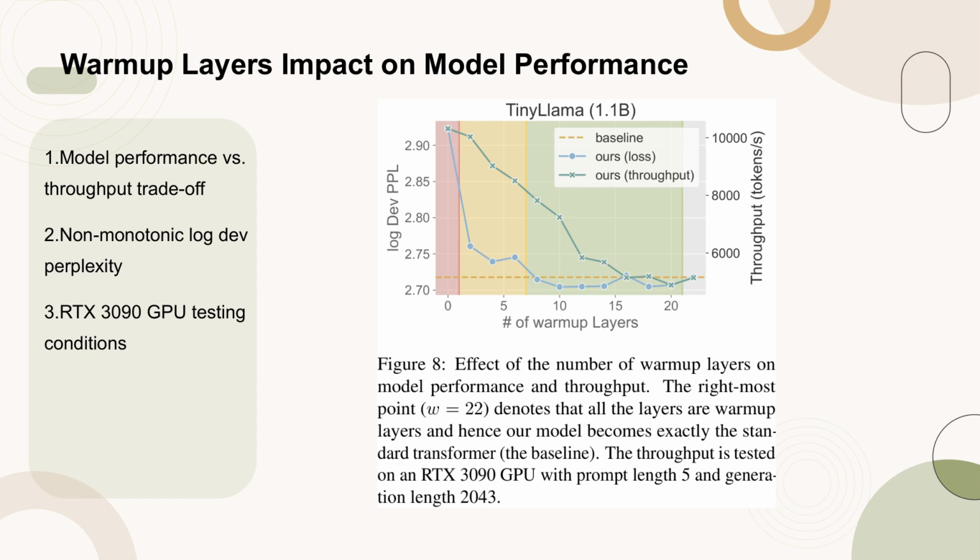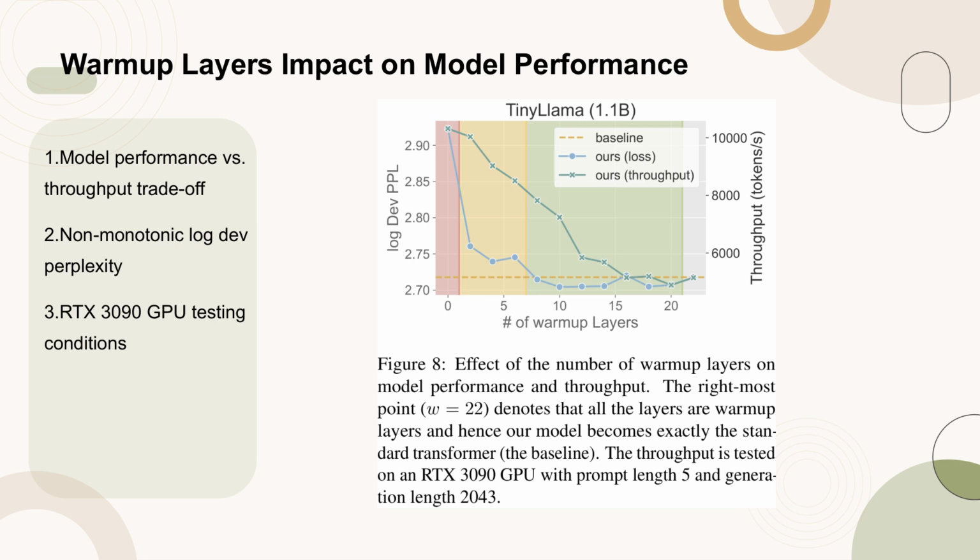Figure 8 illustrates the effect of varying the number of warm-up layers on model performance and throughput. The rightmost point, where all layers are warm-up layers, W equals 22, signifies that the model becomes identical to the standard transformer, serving as the baseline. The throughput was measured using an RTX 3090 GPU with a prompt length of 5 and a generation length of 2043. Notably, the log dev perplexity does not consistently decrease with an increasing number of warm-up layers, indicating a trade-off between model performance and throughput. This trade-off can be managed by adjusting the number of warm-up layers, with fewer layers potentially enhancing throughput and more layers improving performance.